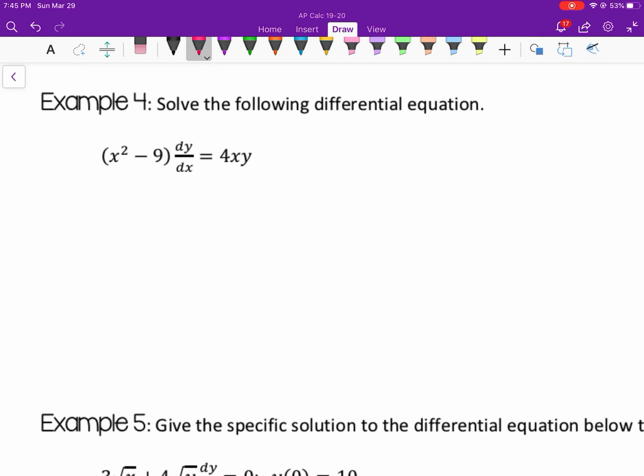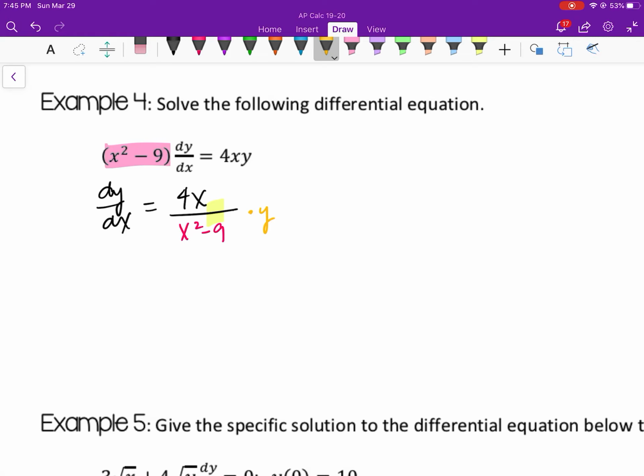Now, there's a couple different routes you can take to do this. I first often like to get the derivative by itself. So I'm going to go ahead and move that x squared minus 9 by dividing by it. So then we'll have dy over dx equals 4xy over that x squared minus 9. And then, good news is that the only thing that has a y is just attached by multiplication on top.